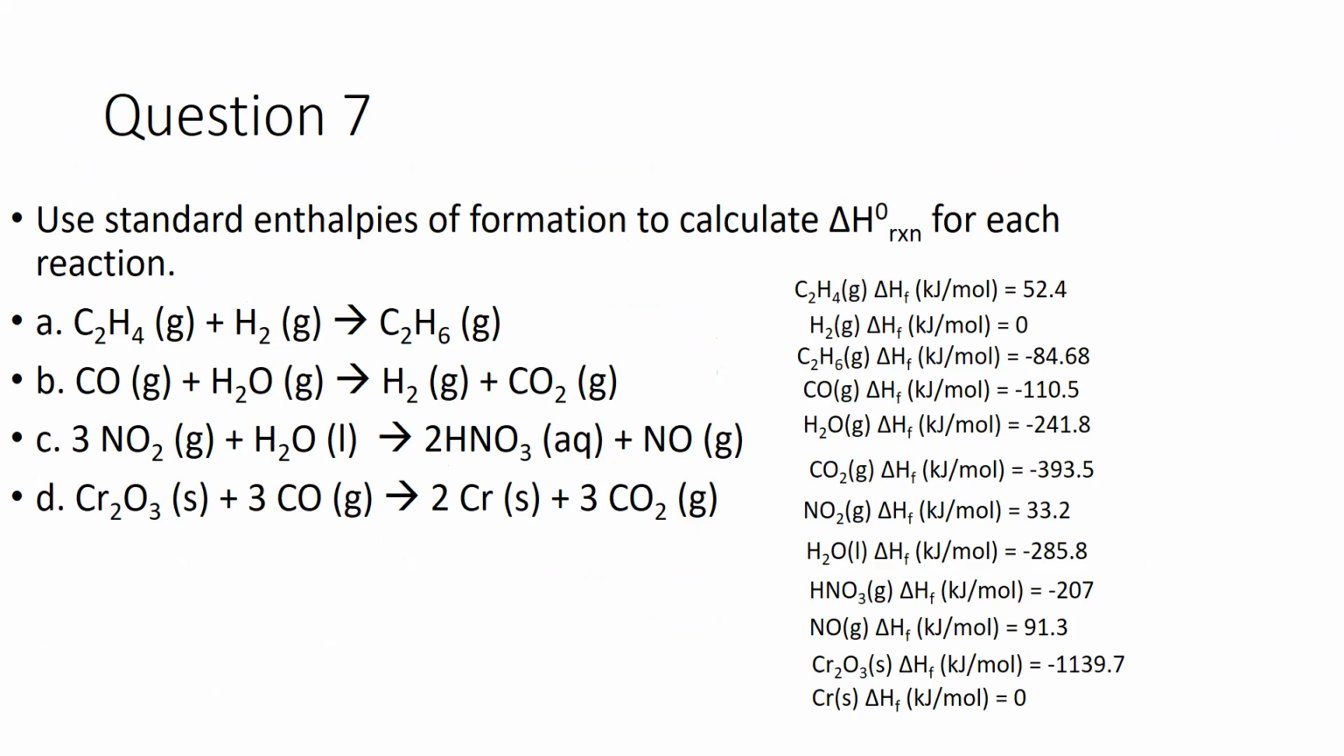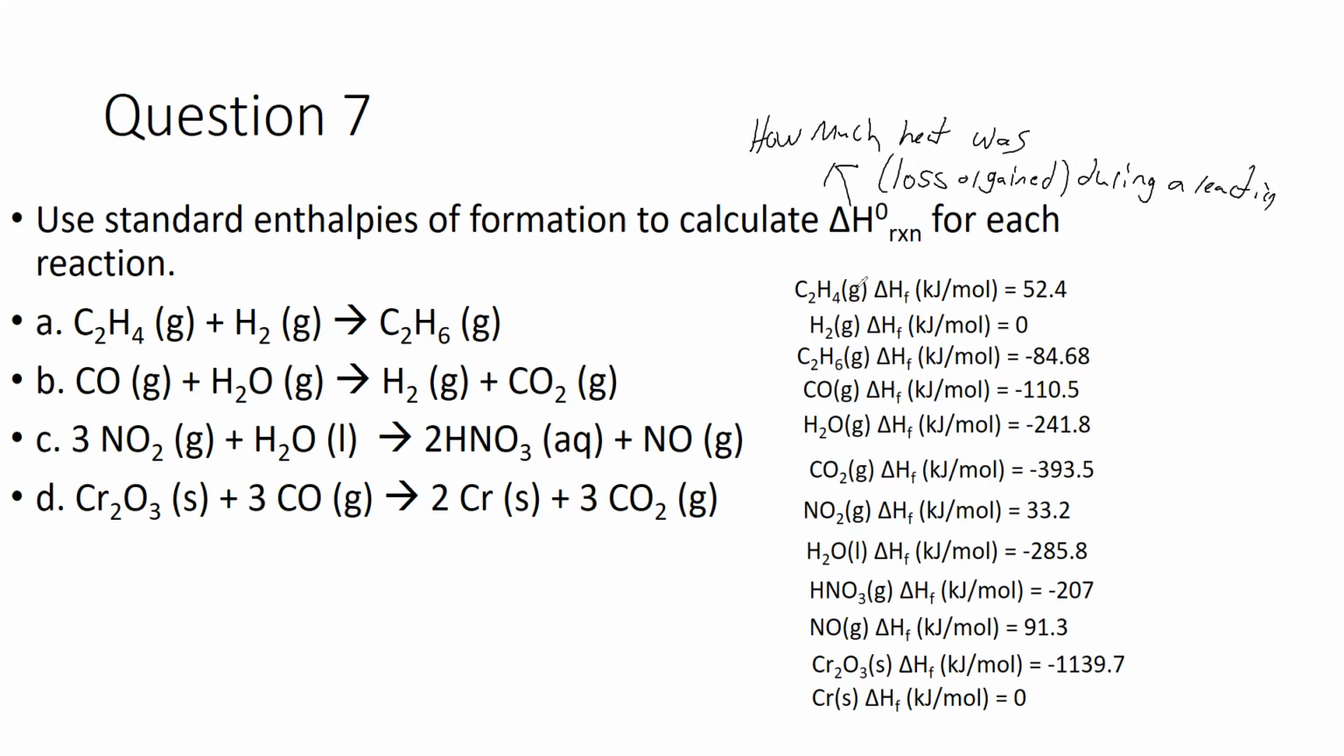So this symbol really means how much heat was lost or gained during a reaction. And I need the delta H formation numbers that we get from a table to calculate this. But the math is exactly 100% the same. I've already balanced these equations for you, so we don't have to do anything there.